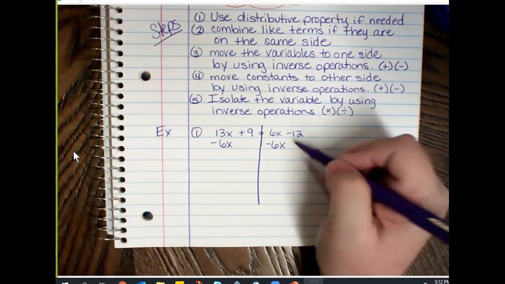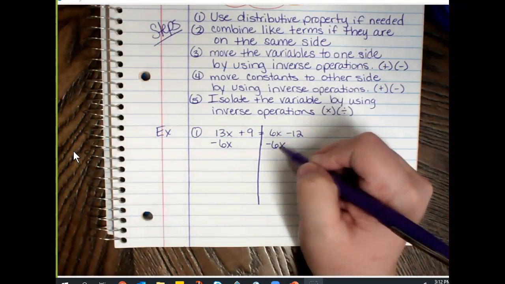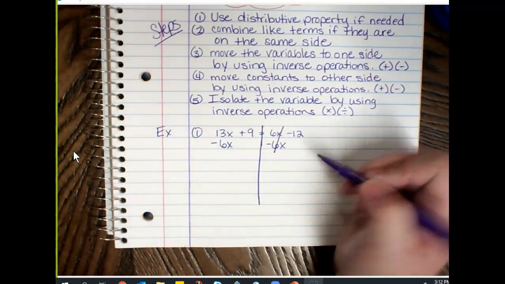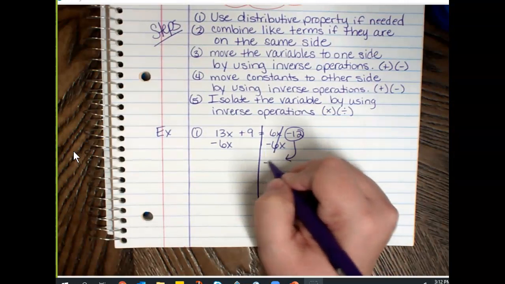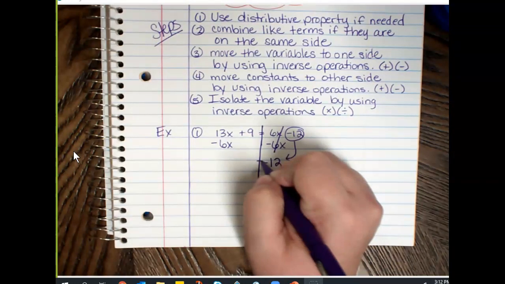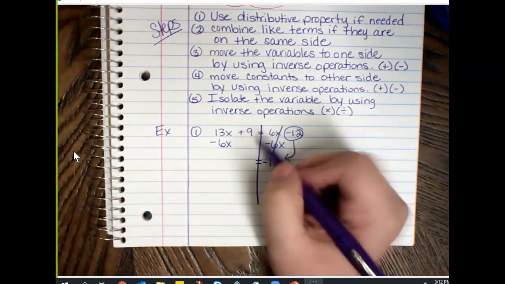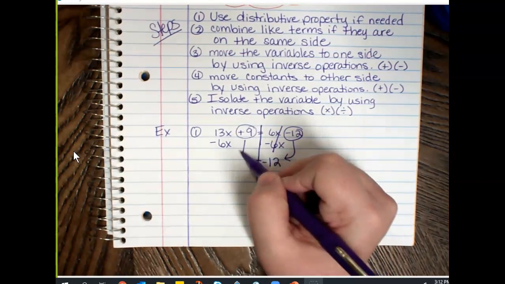Now, on the right side, 6x minus 6x, that cancels. All I'm left with is my negative 12. I'm going to bring down my equal sign. I have my positive 9 I can bring down.